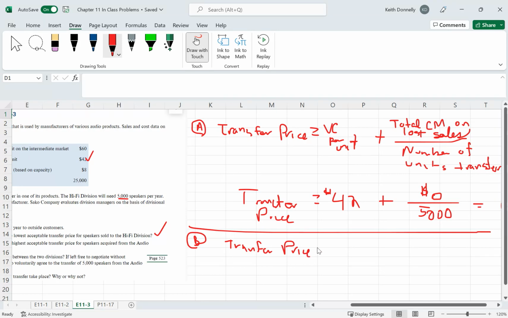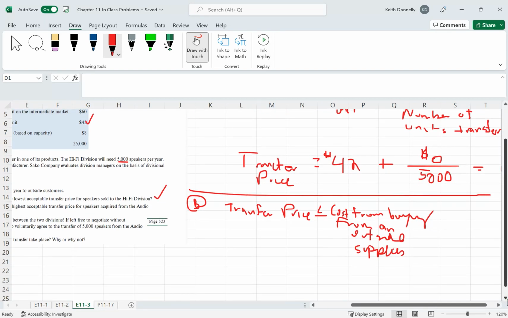you have the transfer price. This has to be less than or equal to the cost from buying from an outside buyer or an outside supplier. So sorry if you can't read that, I'll just read it out loud. The cost from buying from an outside supplier.